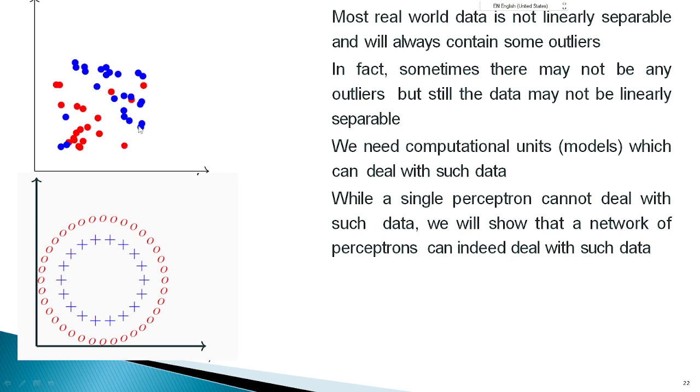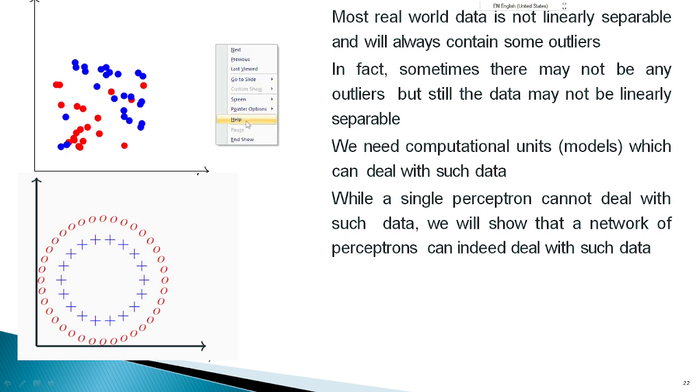Now we can see the inputs here. Most real world data is not really separable; it always contains some outliers. What are outliers? These are the outliers. The majority of them in this group are blue, but some of them don't fall in this group. These three red are outliers. And this group contains mostly red, and these three blue are outliers.